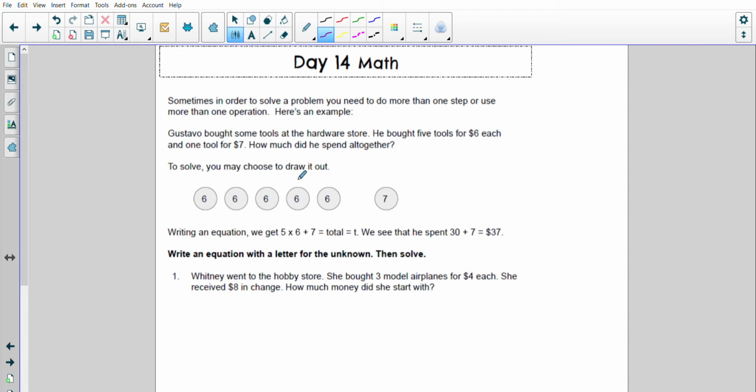So it says to solve, you may choose to draw it out, which is a great method. So I know I had 5 tools, 1, 2, 3, 4, 5. Each of those are $6. Then I have a $7 tool over here. Writing the equation, you get 5 times 6 plus 7 equals your total, which they represented as t. So 30 plus 7 equals a total of 37.